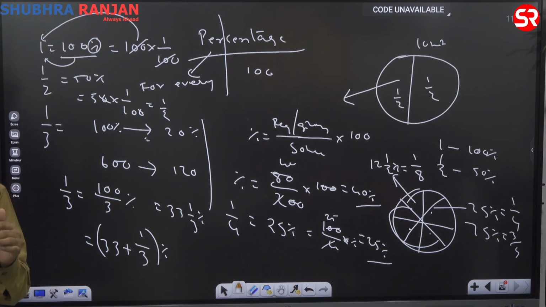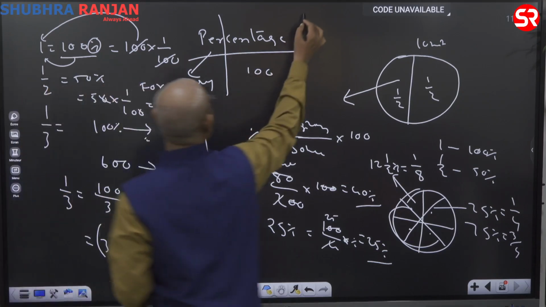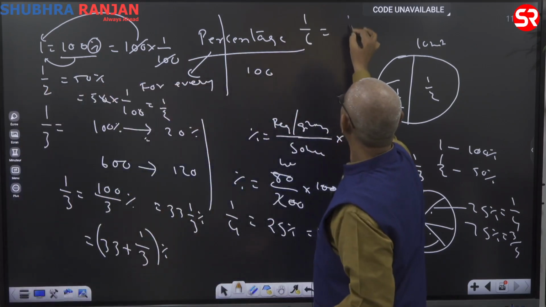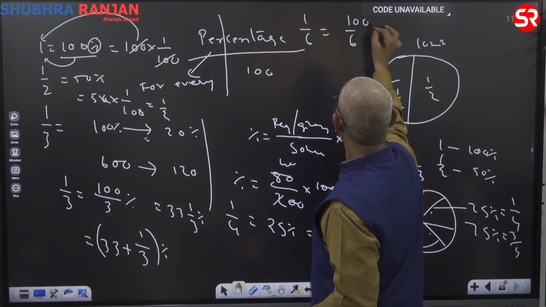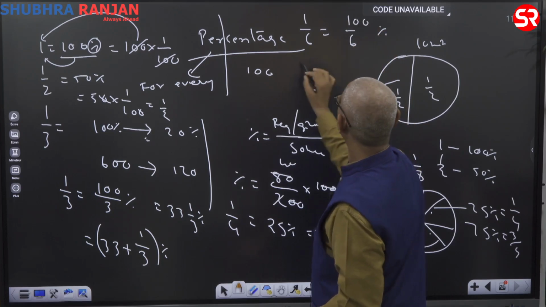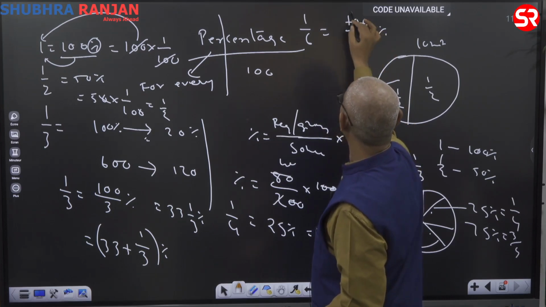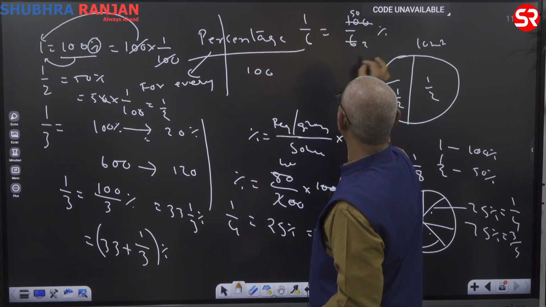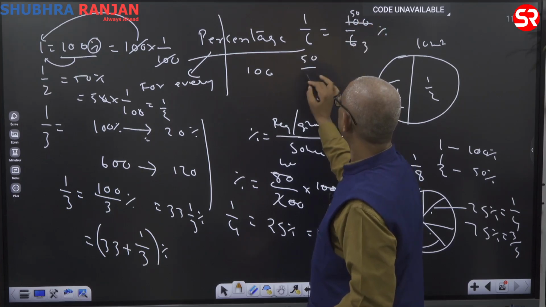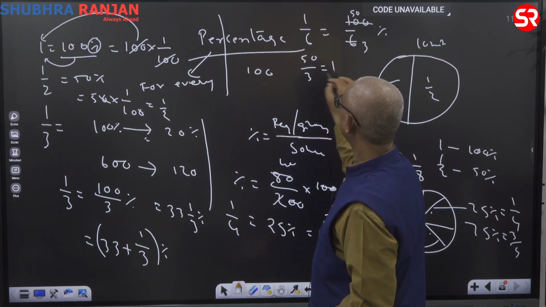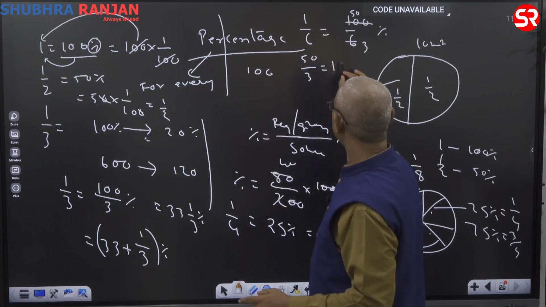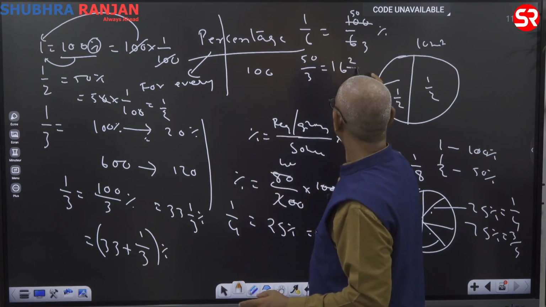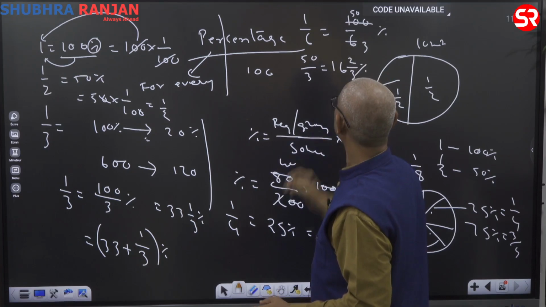100 by 6. 100 by 6 means, so the problem came, see, 1 by 6 means 1 by 6 percentage means 100 by 6 percentage, cancel. What is 100 by 6? You can directly write 50 by 3 also. So 50 by 3 means, you know, 3 ones 3, 2 is there, 20 is the remainder, 3 6 are 18, 2 is the remainder, 16 2 by 3%.